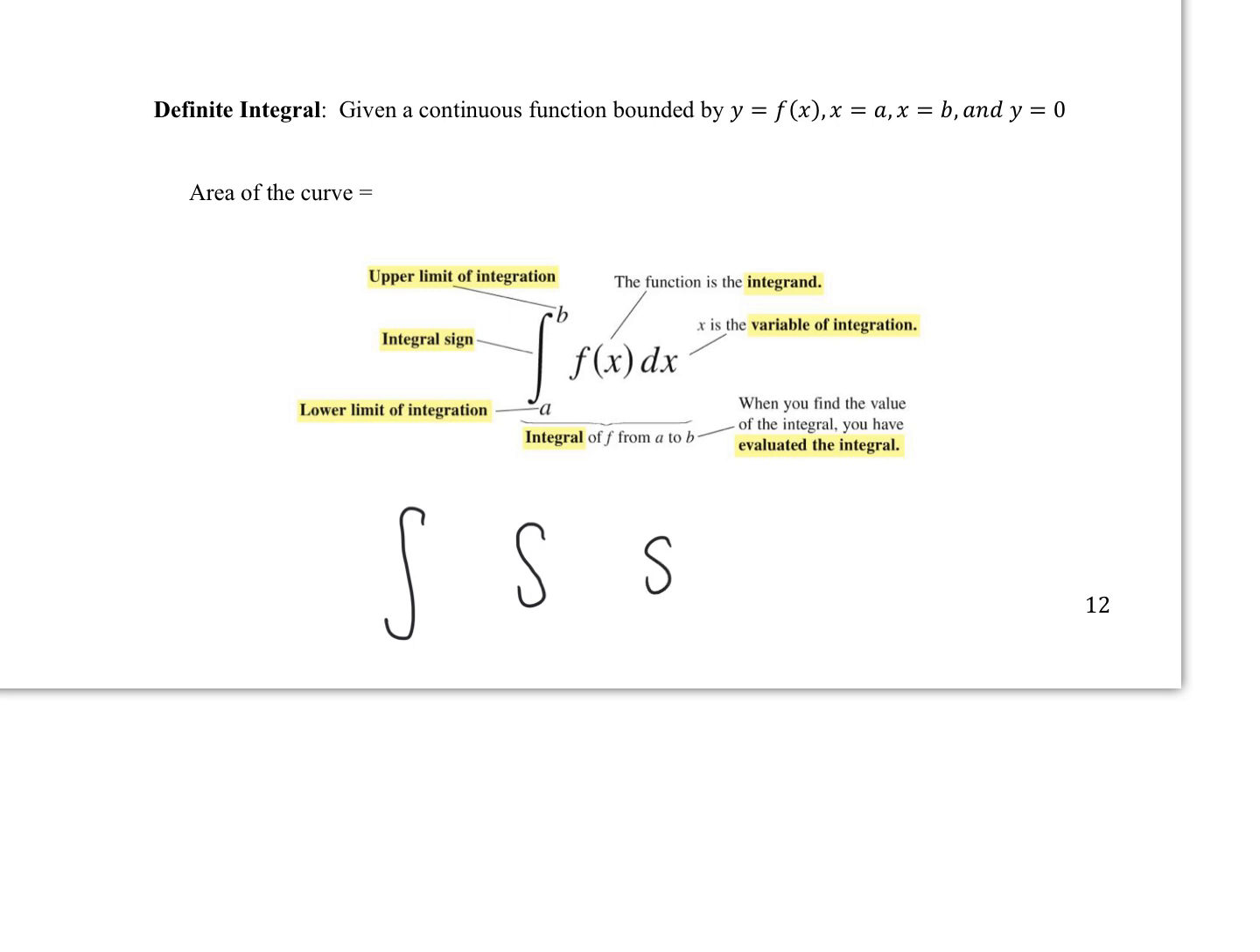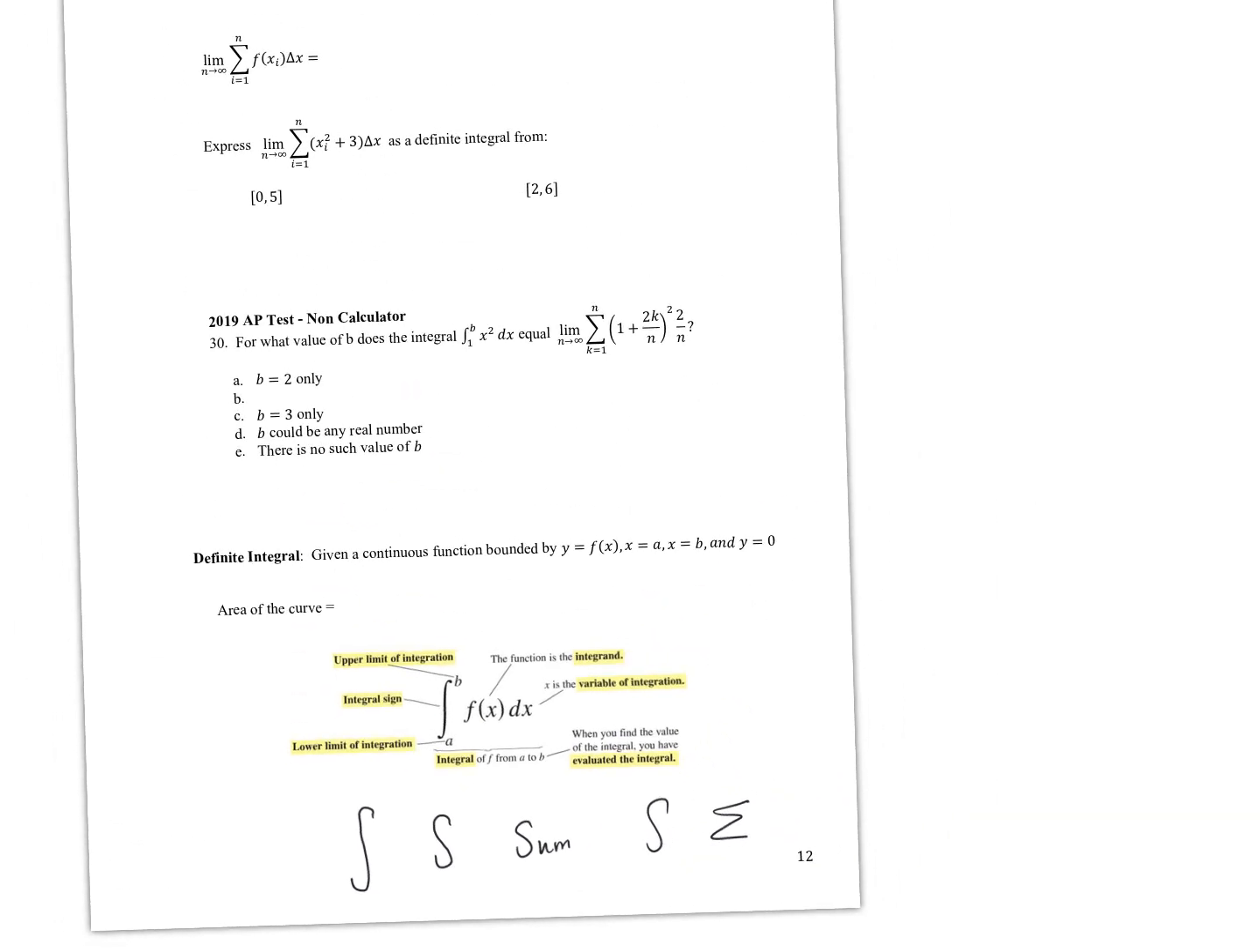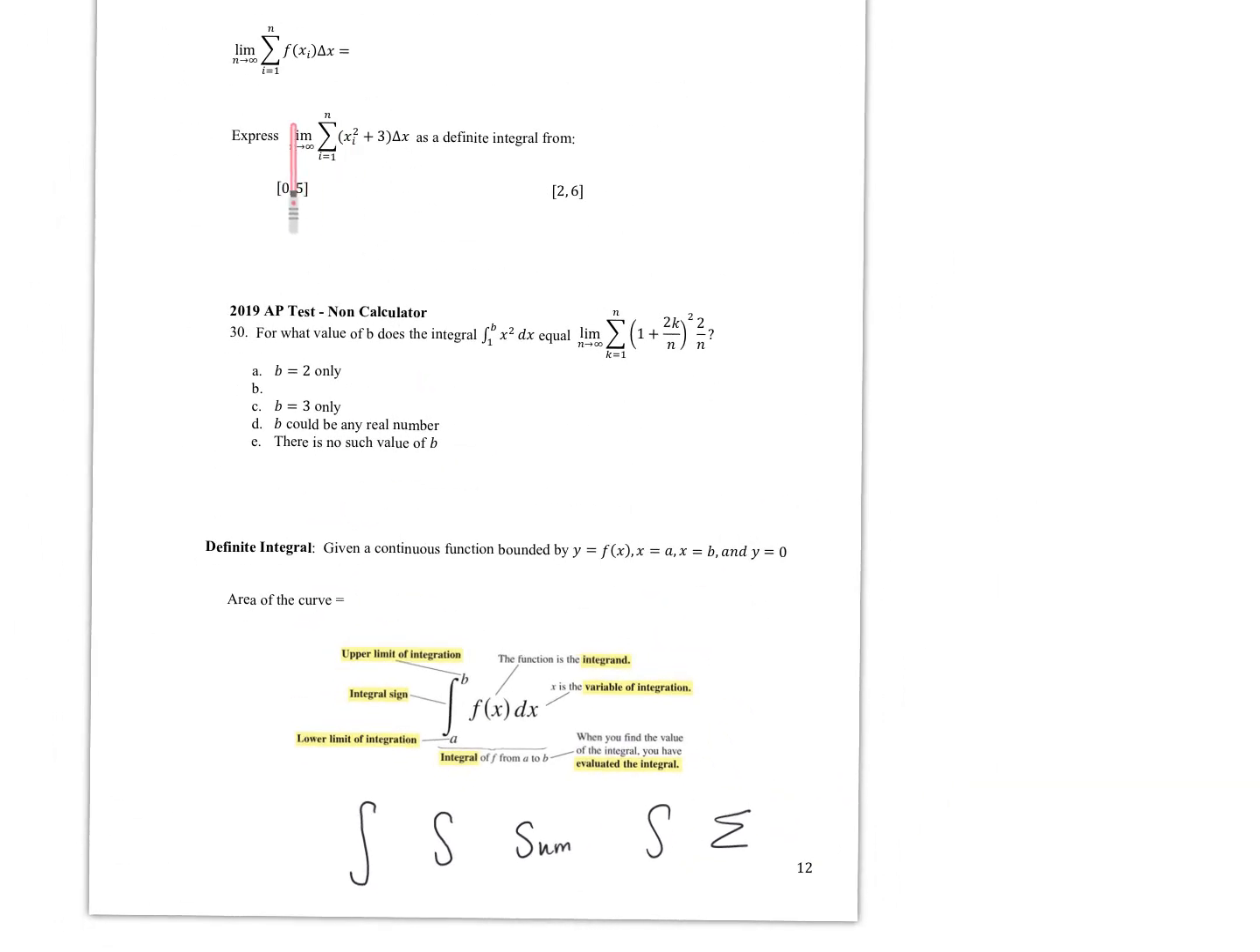And guess what? What have we been doing with those rectangles to find the area under the curve? We've been adding those areas of the rectangles up. We've been summing those areas of the rectangles up. So this is just a fancy summation symbol, and you can see that this is where it's coming from.